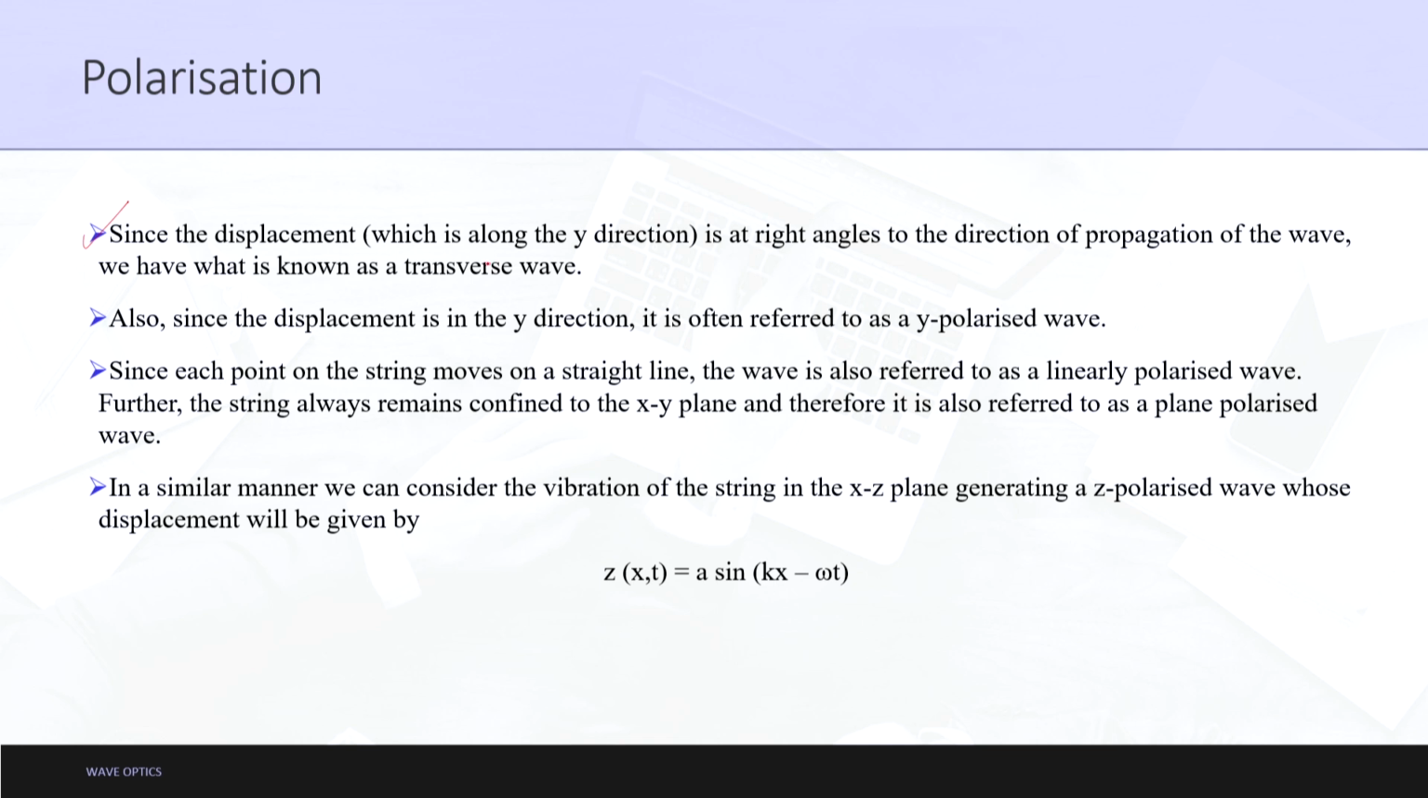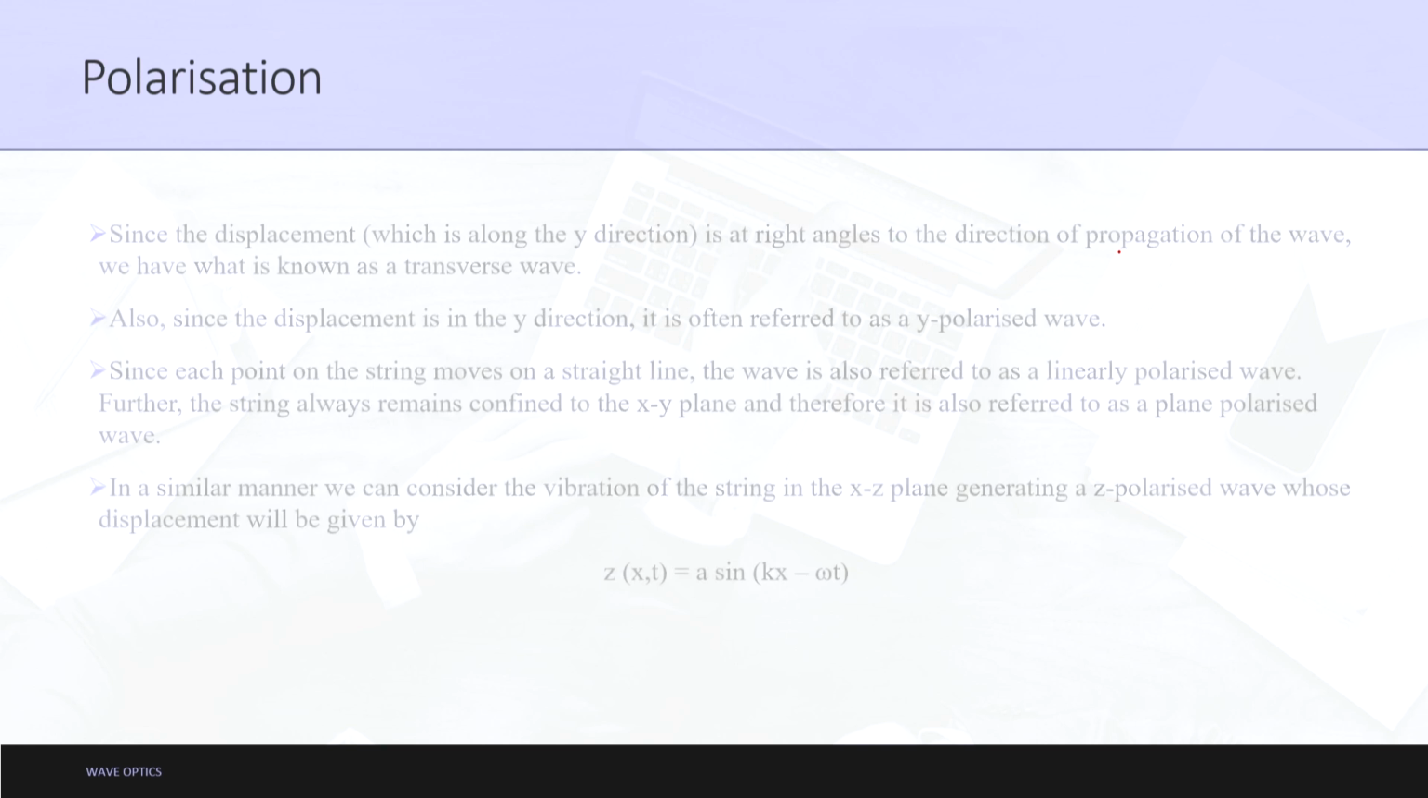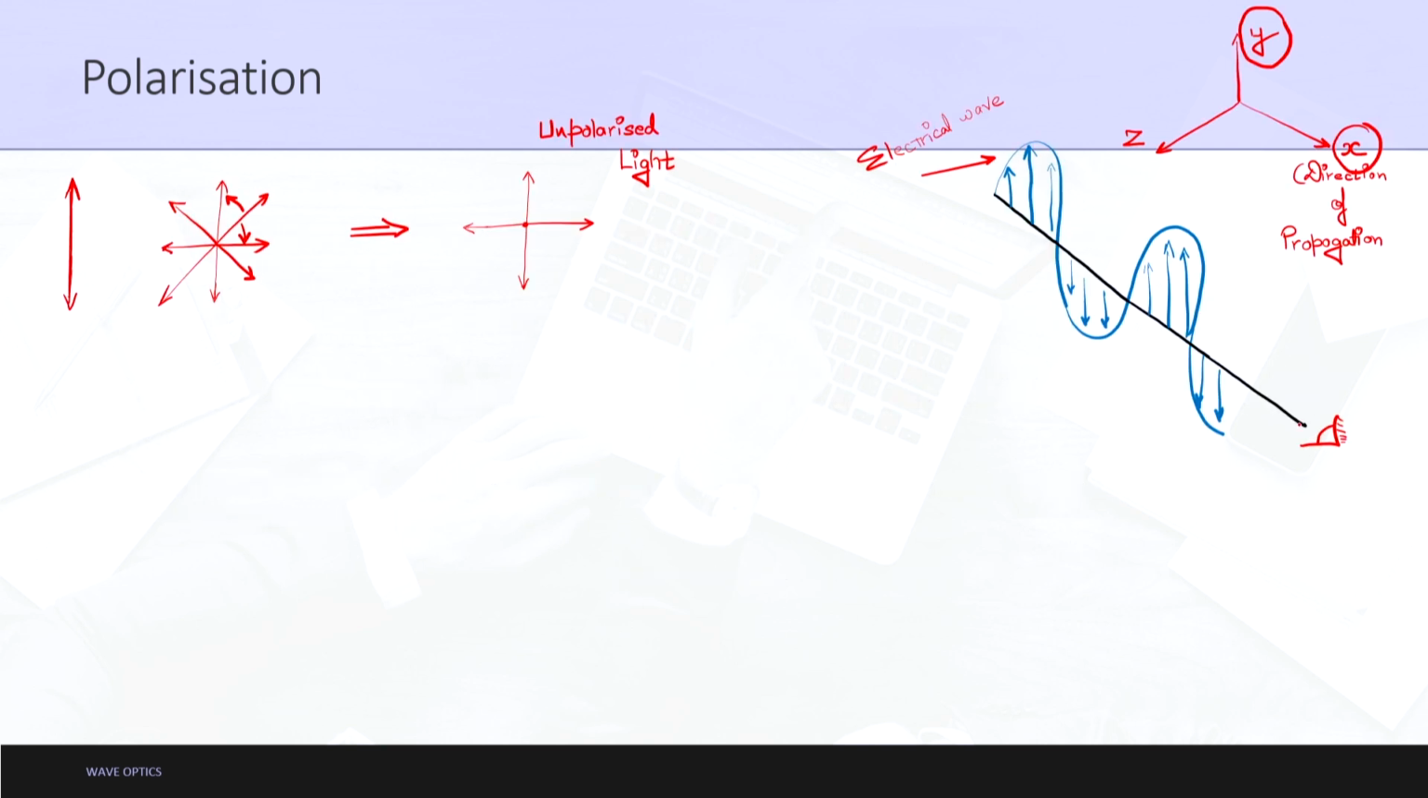So since the displacement, which is along the y direction, is at right angles to the direction of propagation of the wave, it is quite evident, as you can see, that the direction of propagation and the direction of displacement are perpendicular to each other, that is, 90 degrees to each other. Therefore this type of wave is known as a transverse wave.